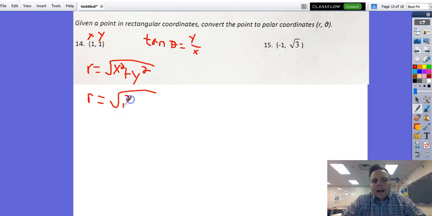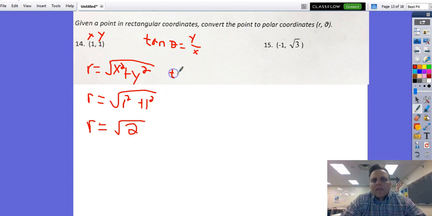Now, I'm going to write it out, but hopefully most of y'all know 1 squared is just 1, and 1 plus 1 is just 2. So you should be able to quickly say, Miss Dillon, r is just going to equal the square root of 2. And you can't break that down. You can't simplify the square root of 2, so that's what r equals. It equals the square root of 2. So now let's find theta.